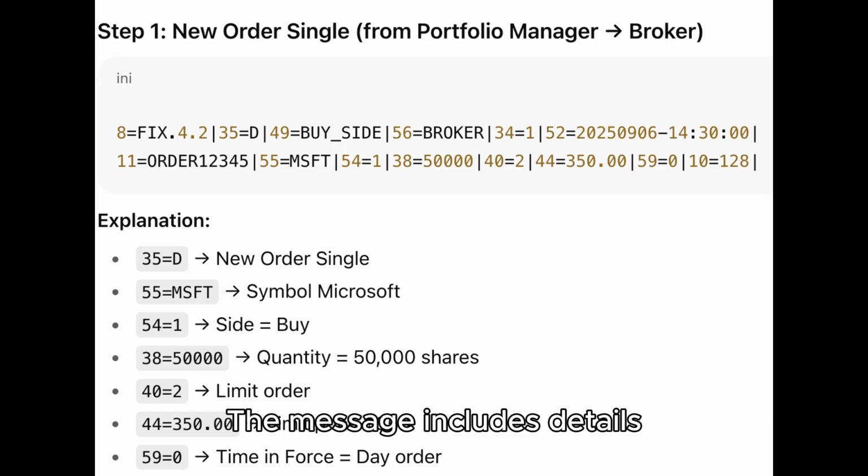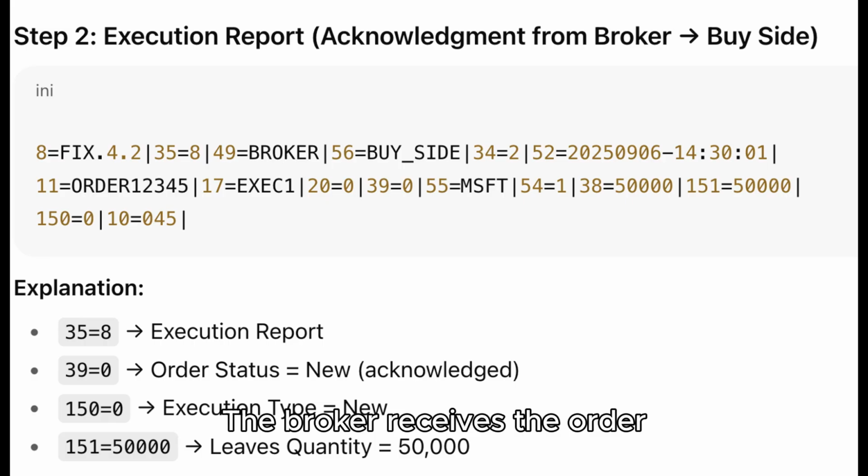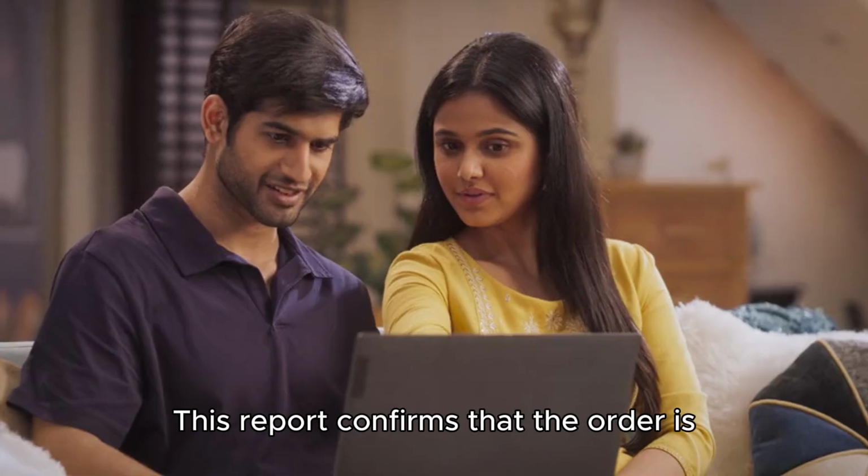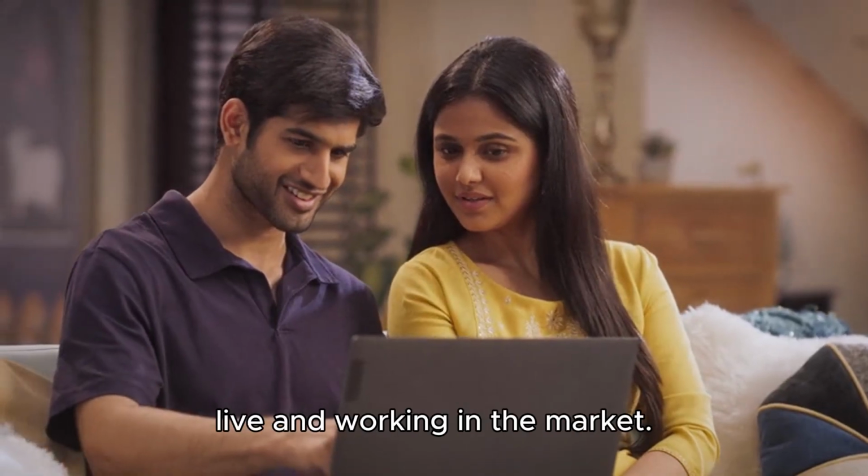The message includes details like the symbol MSFT, the side which is buy, the quantity of 50,000 shares, the order type which is limit, and the price of $350. Step 2. The broker receives the order and sends back an execution report to acknowledge it. This report confirms that the order is live and working in the market.